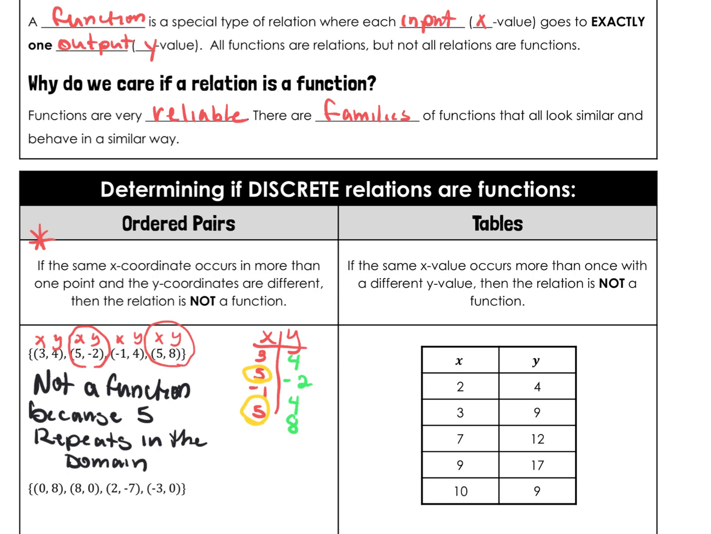So let's do the next one. Again, it's easier if you just make a t-chart and put your x's first, which is 0, 8, 2, and -3, and your y's, which is 8, 0, -7, and 0. So we're looking here. There are no repeats. So yes, this is a function. Okay, no repeats in the domain.